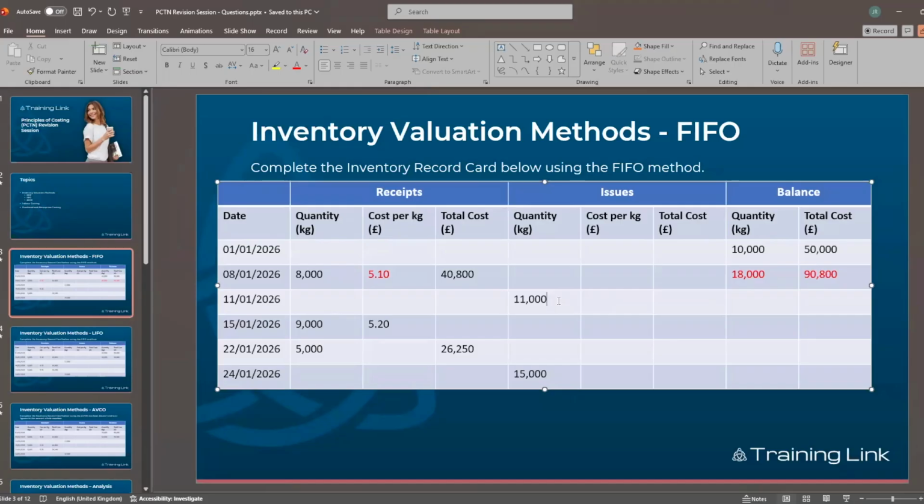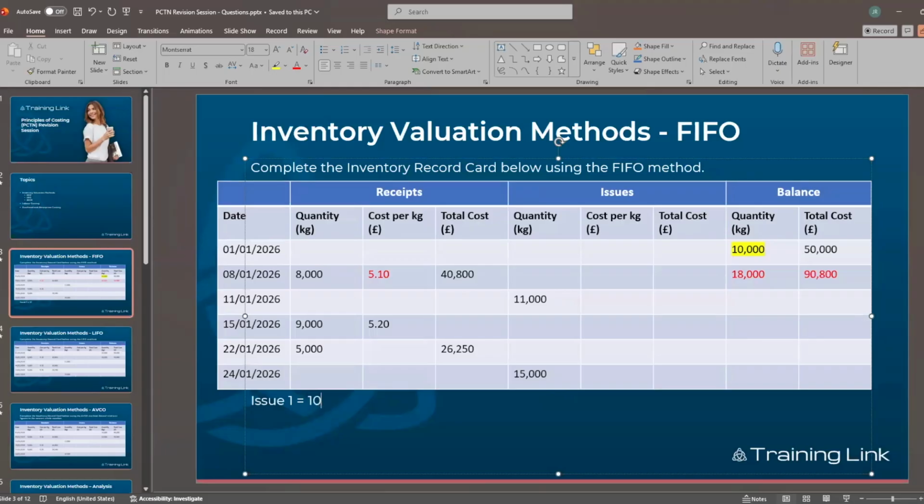So then the issue. What we're looking at here, we'll refer to this as issue one. Using first in, first out, which is FIFO, we're going to use the earlier stock first and work our way down the inventory record card. So where we've got this 11,000, we're going to use the full 10,000 from the opening balance, and then we need to use 1,000 from here.